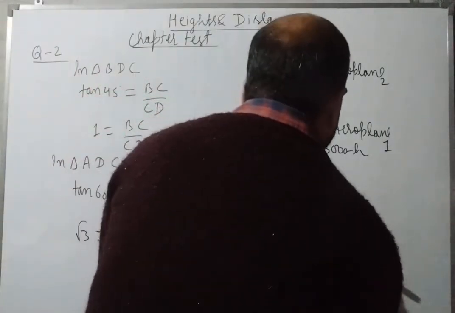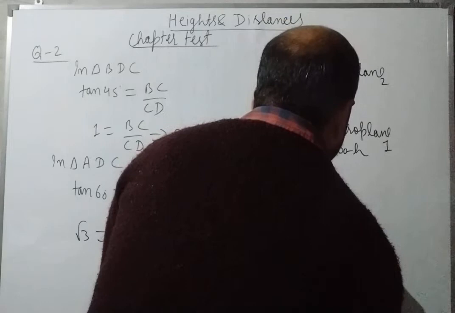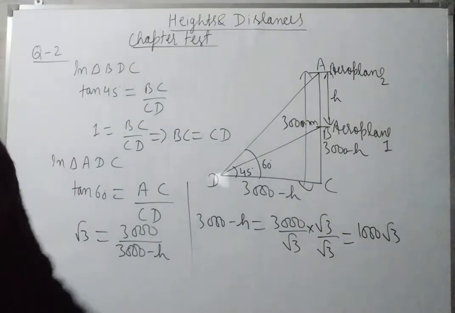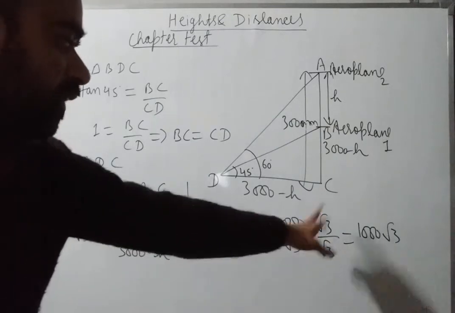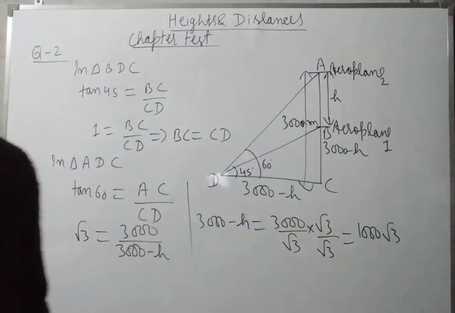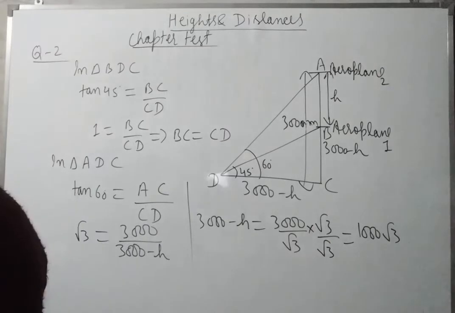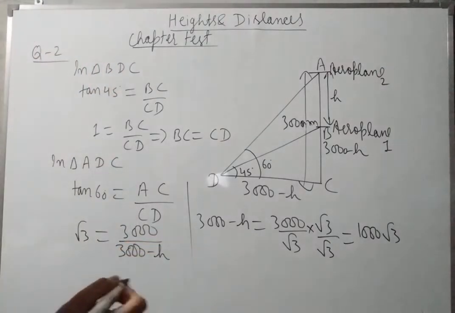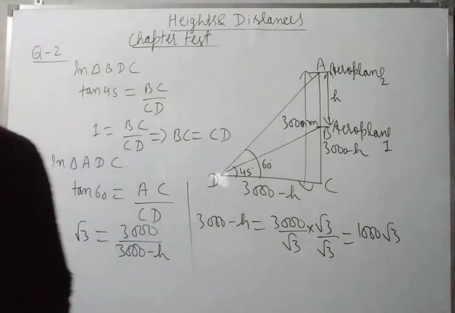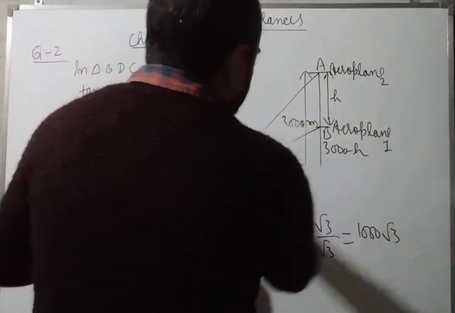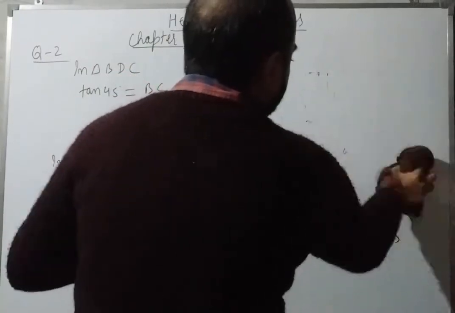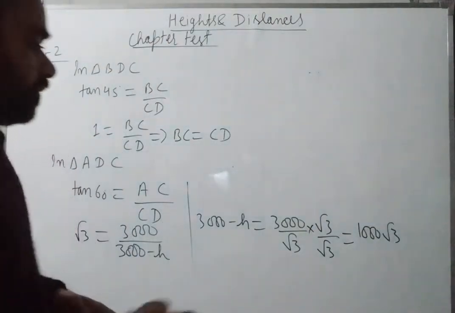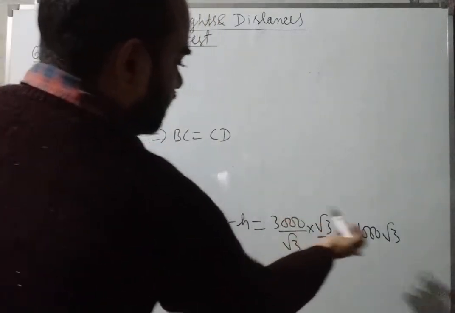So this will become, finally this is 1000 root 3. Correct? Root 3 into root 3, 3. 1000 root 3. And root 3 value we can take 1.732. Nothing is mentioned, so we can take 1.732. Okay. No diagram is not required, but in the questions of height and distance, 1 mark is assigned for the diagram. So root 3 into root 3 cancelled.